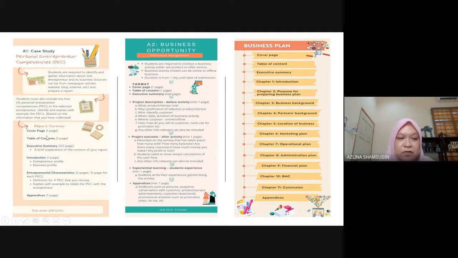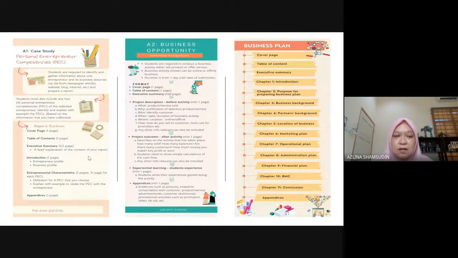And then you have to do an executive summary. Executive summary is a brief explanation of the content of your report. Usually when the reader reads the executive summary, the reader will get a brief idea of what the content of the report is. Contohnya macam you baca buku, you nak beli buku, kita baca dekat belakang tu, overview about the book. Or when you want to watch a movie, kita tengok sikit, baca sikit. Executive summary pun macam tu lah.